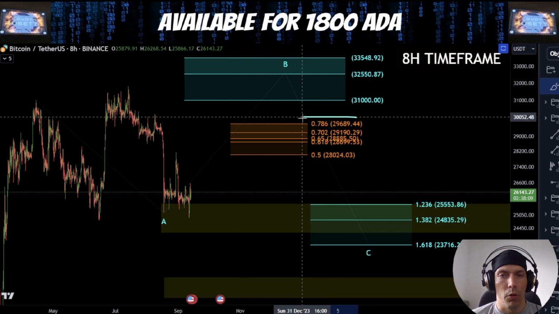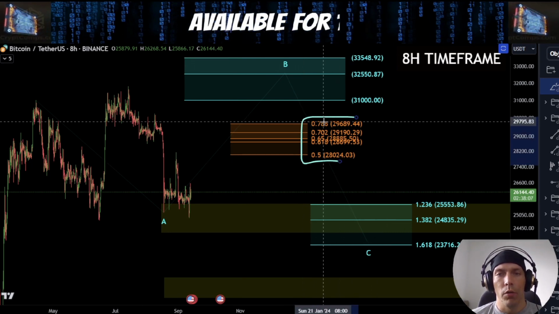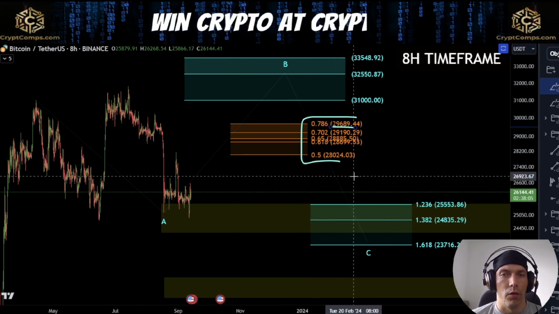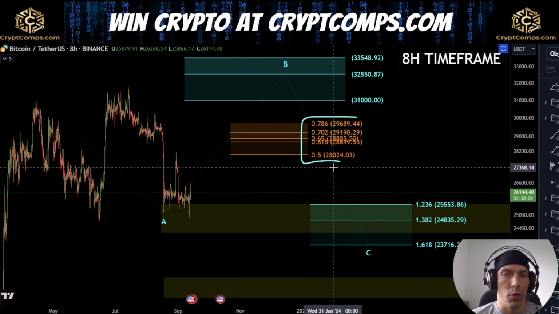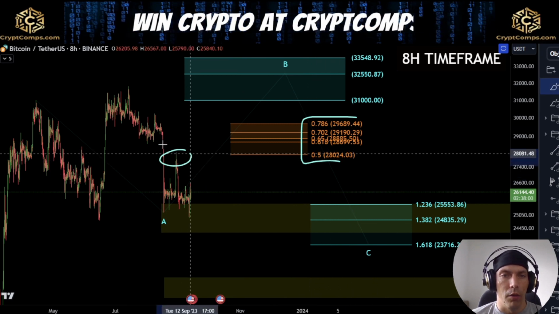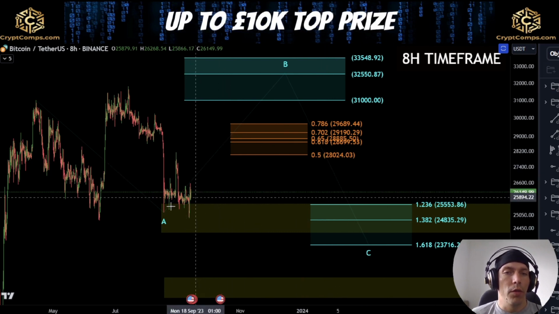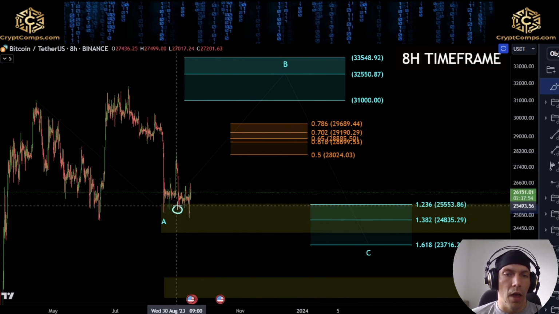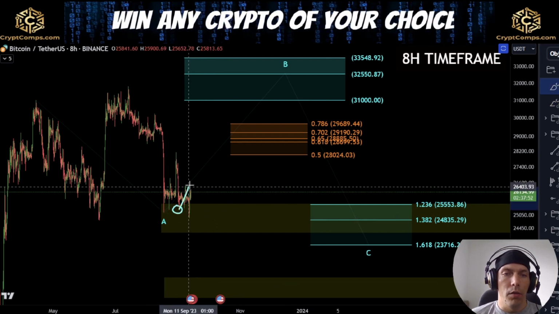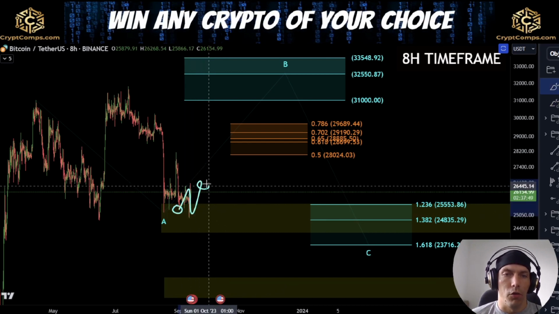Now, there's two zones that I'm looking out for. This 786, which is sitting at this 29,689, to this 50% level, which would be coming back into this high over here at this 28,024 zone. Now, within this, if we do actually complete this A wave into this low here, it is possible for us to start this corrective structure with a flat.